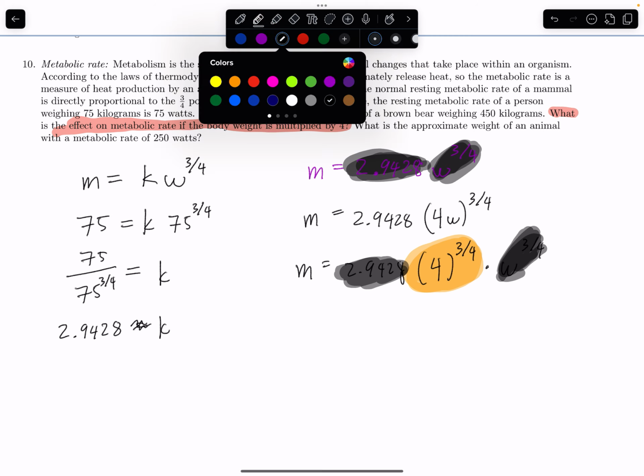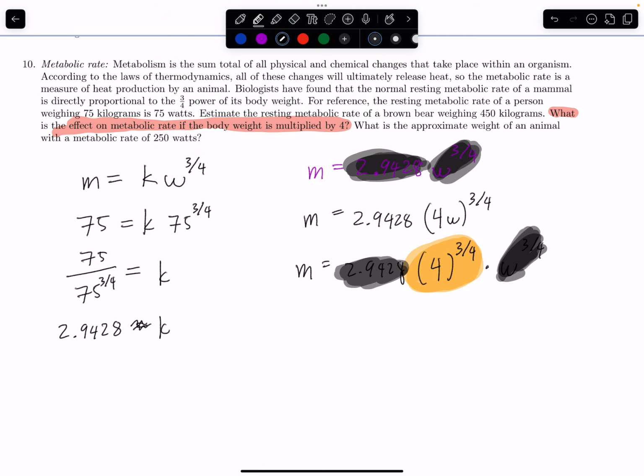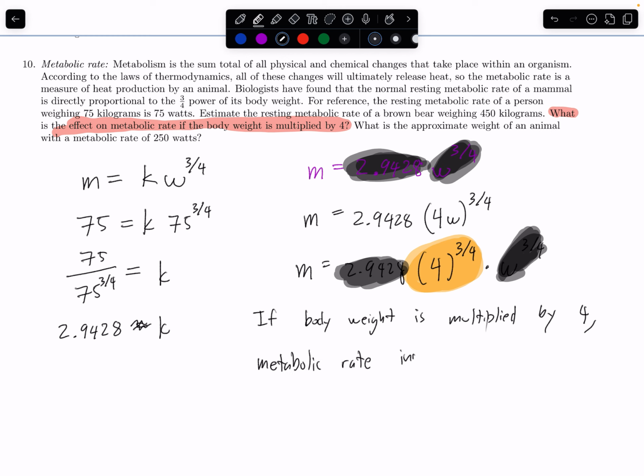Okay, so let's write this one. You know, this question to me merits a sentence. What's the effect if body weight is multiplied by 4? Then metabolic rate is multiplied by 4 to the 3/4 power, which is approximately 2.828.